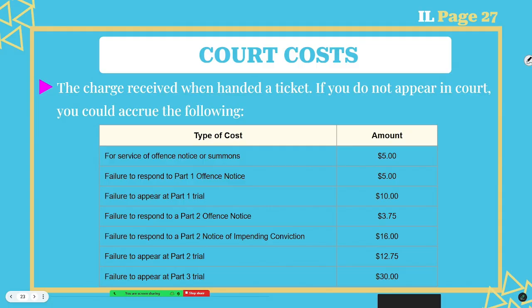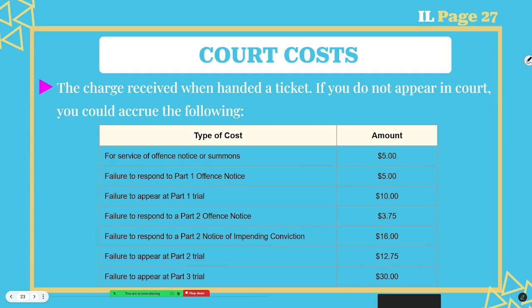The amount is added to the total payable if you were given a summons. Now, other possible court costs are added if you do not appear in court, but are convicted anyway.